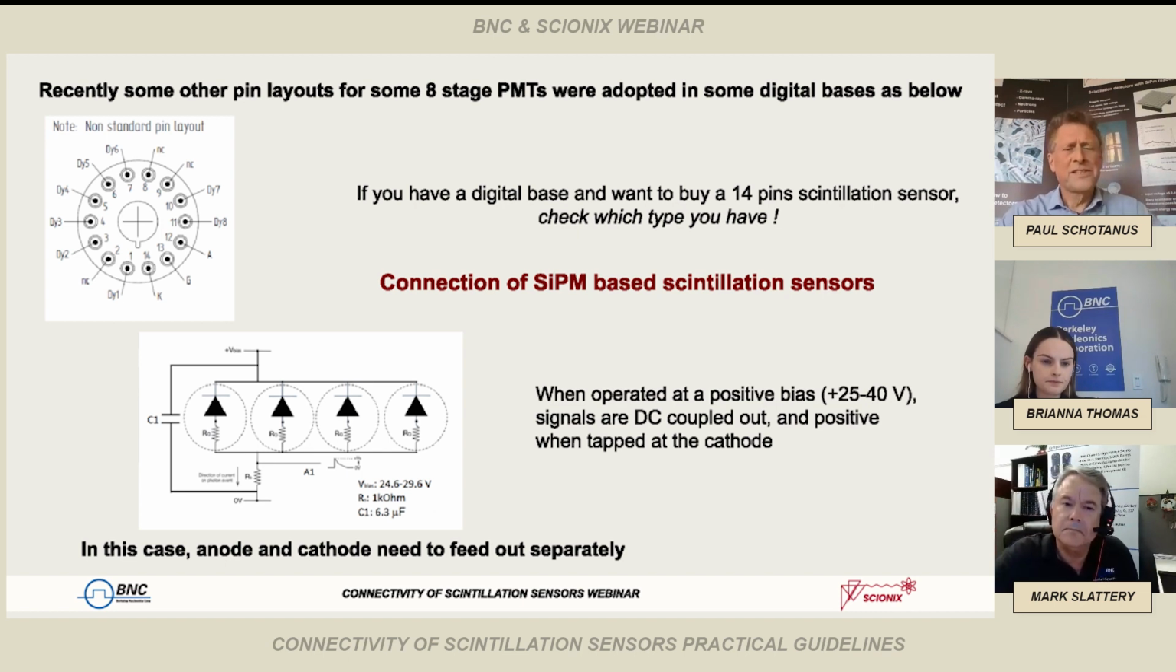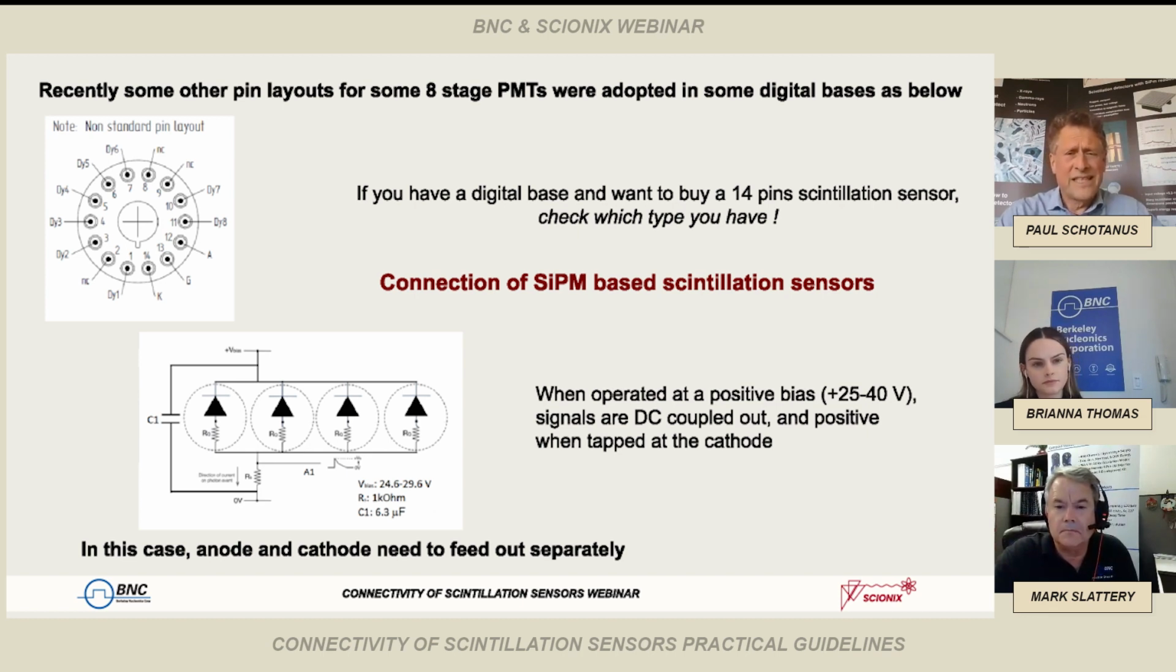So far about the connection of photomultiplier tube-based scintillation sensors. Of course, there's a lot more to say, but I wanted to give you a few practical guidelines here. Now let's have a look at silicon-based scintillation sensors, silicon photomultiplier-based.